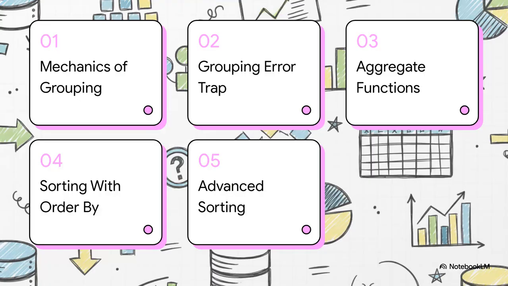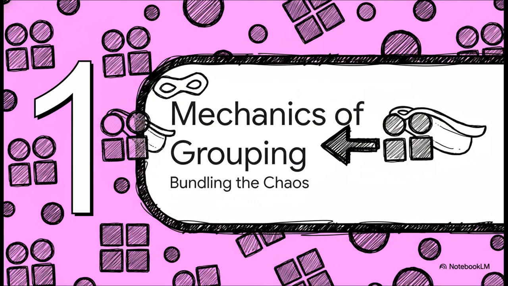So here is our roadmap for today. We'll cover the mechanics of grouping, the grouping error trap, unleashing aggregate functions, sorting with order by, and finally, advanced sorting techniques. Starting with Section 1, the mechanics of grouping, or bundling the chaos.